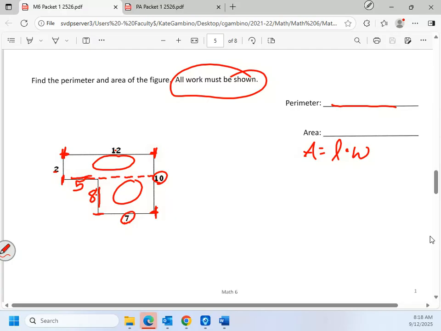You can't just use your calculator and put an answer on there. You have to explain what you did, what you were adding together, what you were multiplying. So you do have to show your work.